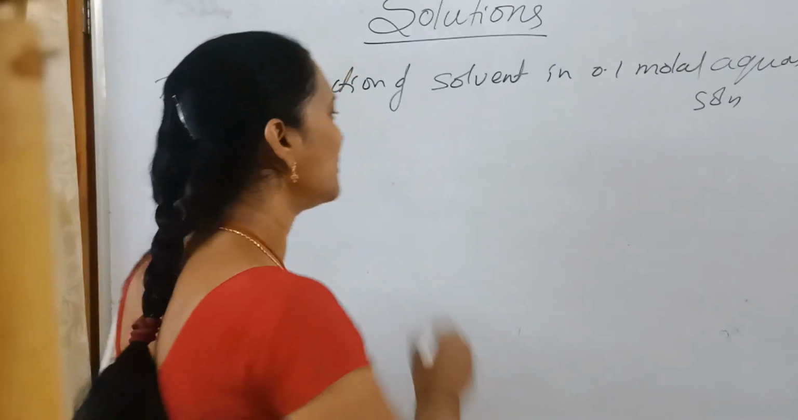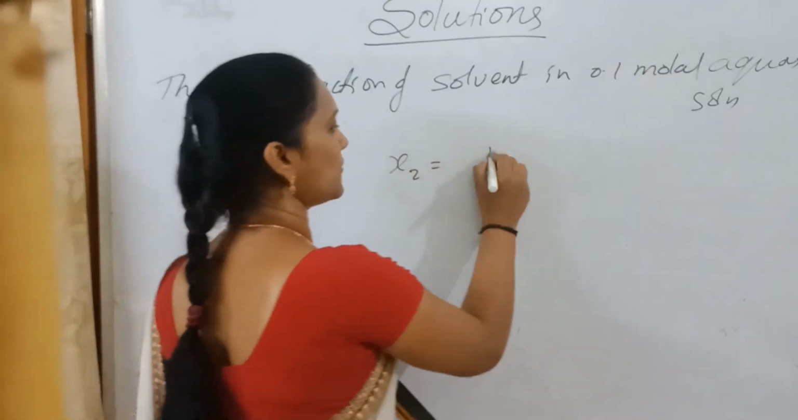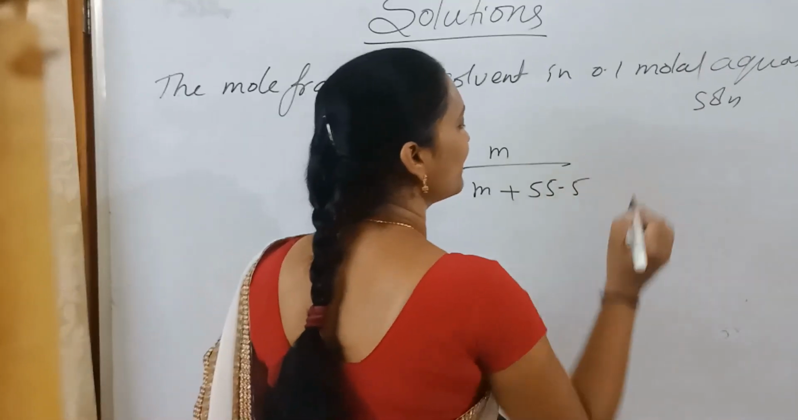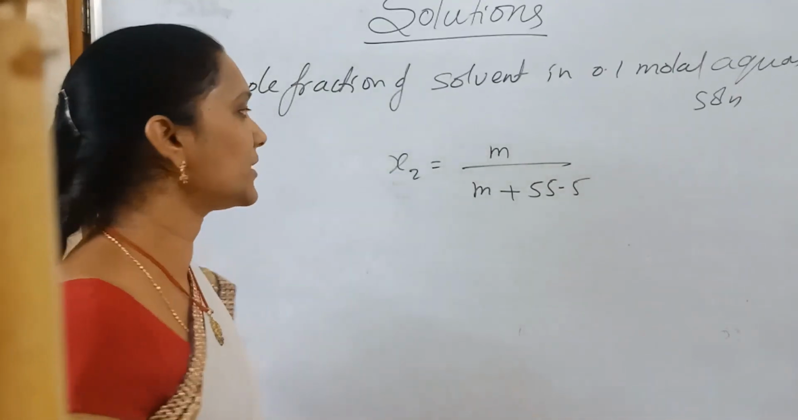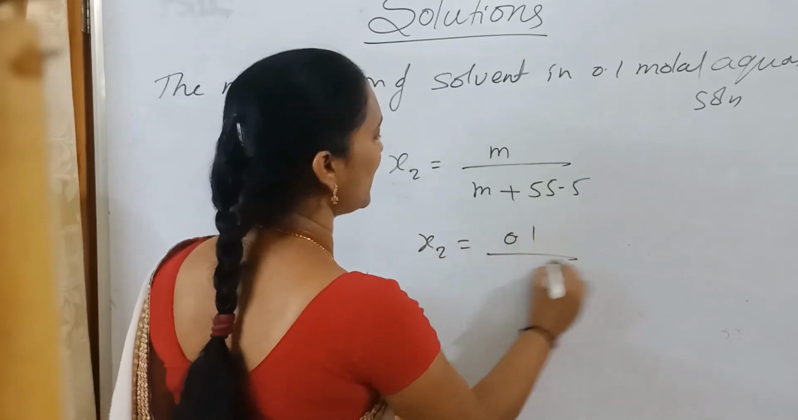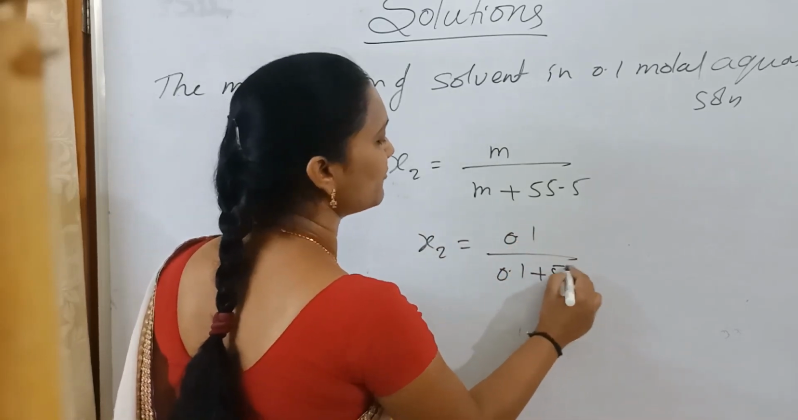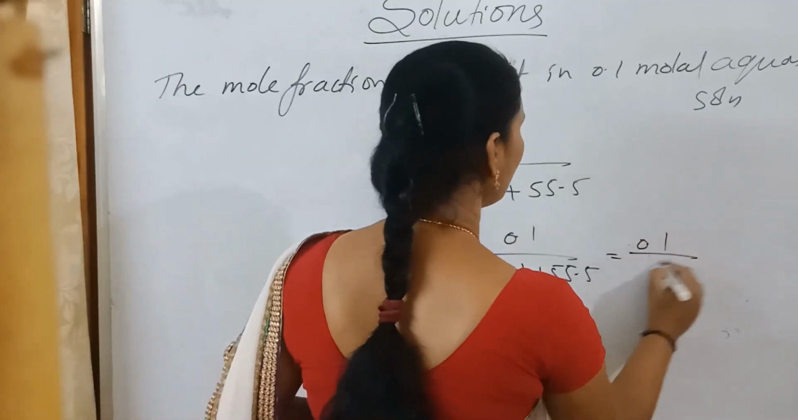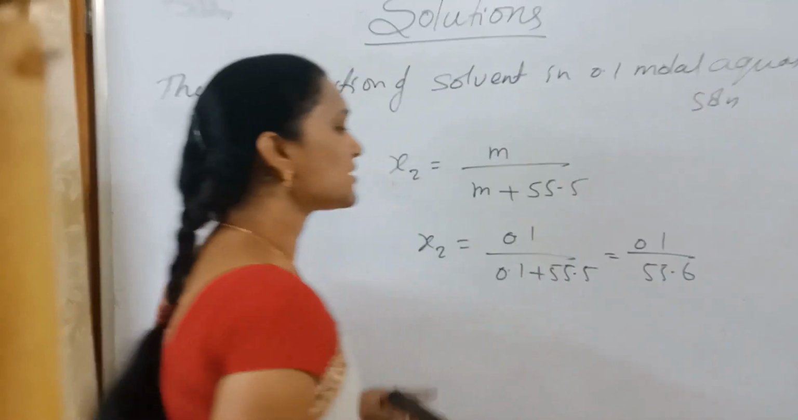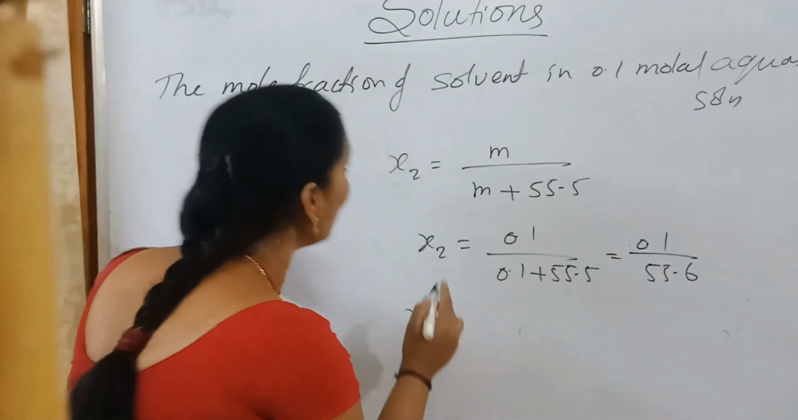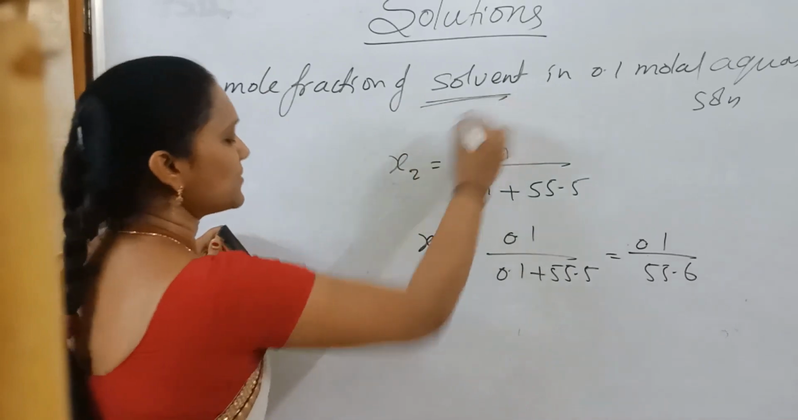What is the formula? Mole fraction of solute is equal to molality by molality plus 55.5. Yes or no? Because aqueous solution is given. So what is the given molality? X2 is equal to 0.1 by 0.1 plus 55.5. Now it is 0.1 by 55.6. This is the mole fraction of solute. So what are they asking? Mole fraction of solvent, because the question is the mole fraction of solvent.